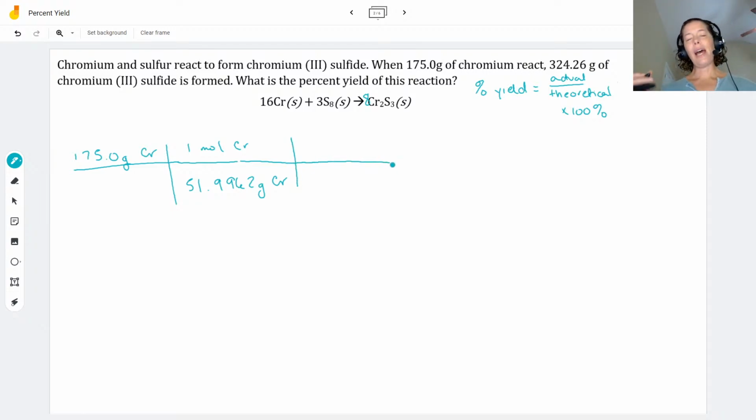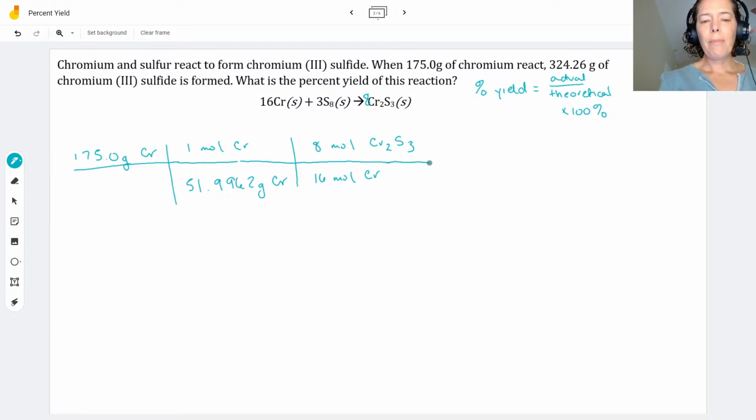All right, so now that I am in moles, I'm going to use my stoichiometric ratio to predict my moles of product, or chromium-3 sulfide. So I want to make sure that my moles of chromium cancel, and I am going to moles of chromium-3 sulfide. Again, this 8 and 16 is just coming from the balanced chemical equation. And now finally, I have my moles of chromium-3 sulfide.